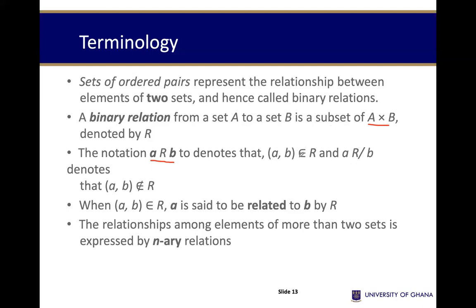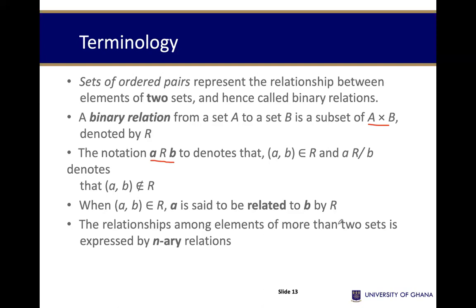Now, if they are not related, then this will be crossed. As you can see here, (a, b) is not an element of R. Or we can use A R-slash B to denote that A and B are not related at all. So these are some terminologies we need to really get a concept of. Now, when A and B are related, A is said to be related to B by the relation R.